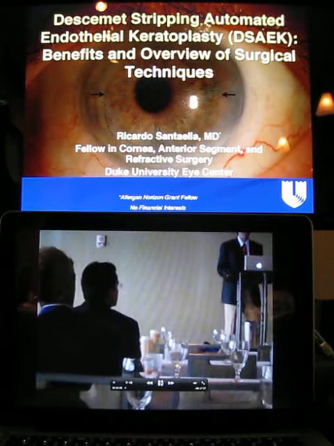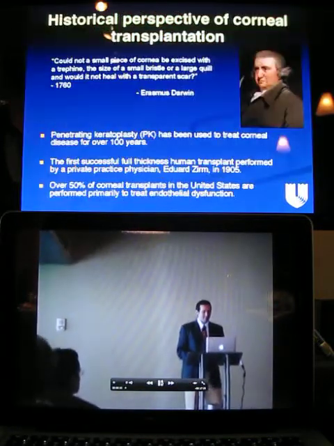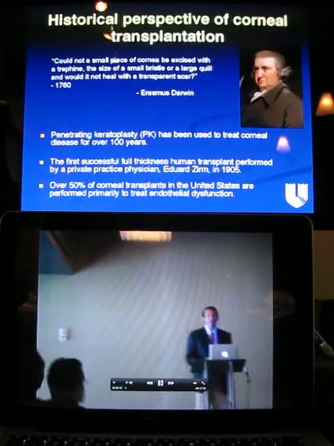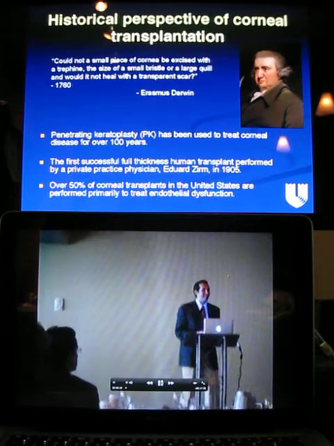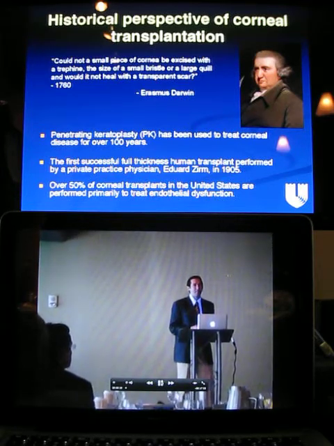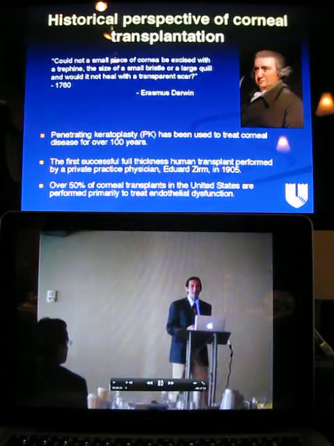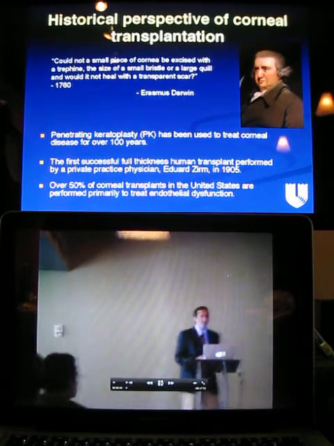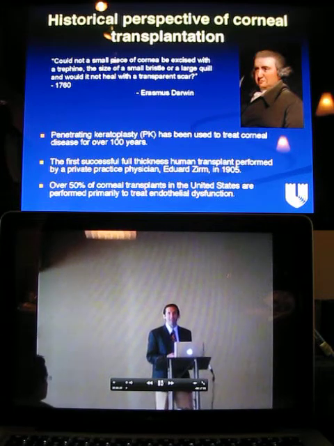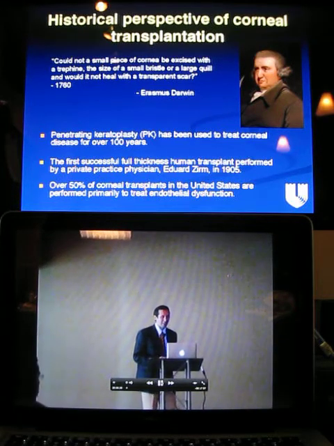The surgical techniques that we use for this procedure. So it was Erasmus Darwin that in 1760 initially described the techniques for corneal transplantation. However, it wasn't until 1905 when Dr. Edward Zirm first performed a successful human transplantation using a penetrating keratoplasty technique.